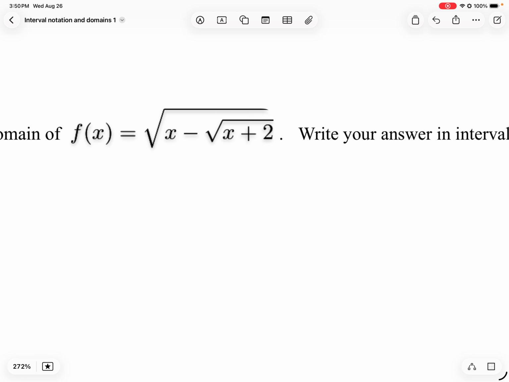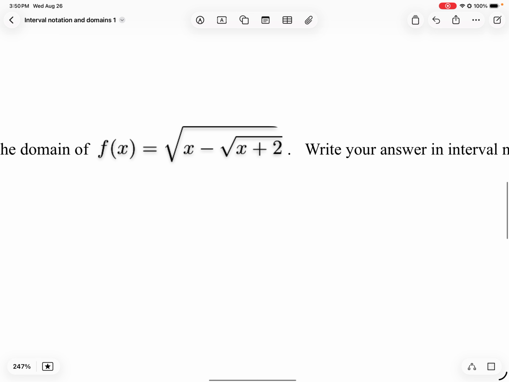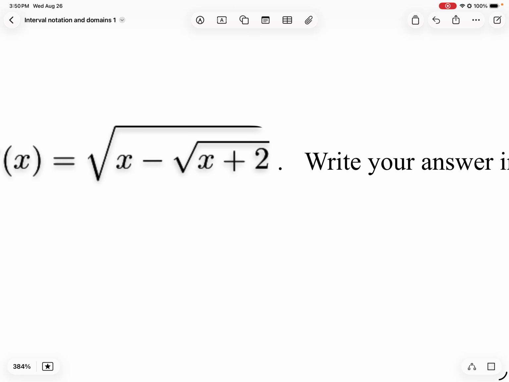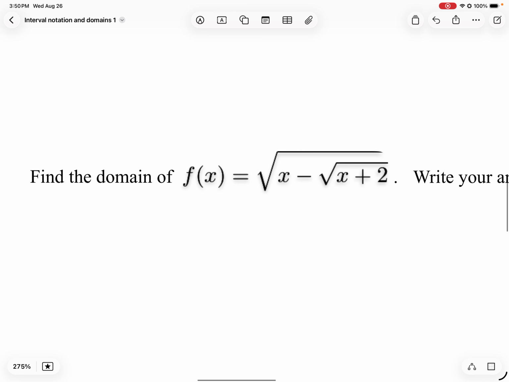So, for this problem, we have a square root inside another square root here. We have square root of x plus 2. So this means to find the domain of this function, we have to take into account the restrictions on both square root layers.